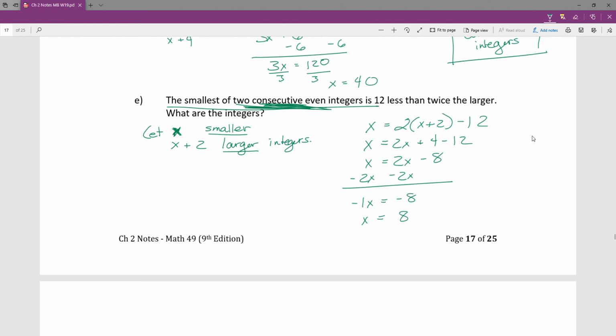And once I get down to what x equals, I need to take it back to my let statements. So the integers are 8 and 10. And it's always worth checking in. The last part of the word problem step-by-step coaching was check that it does make sense. And those are two even integers, and they do fit the equation that I made.